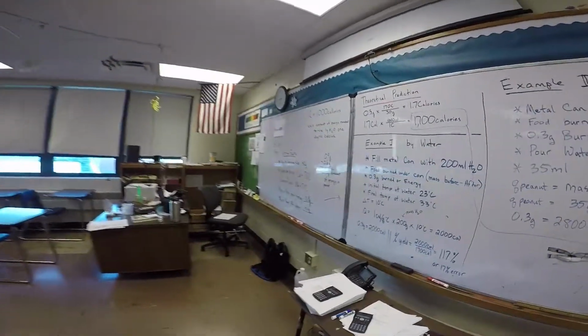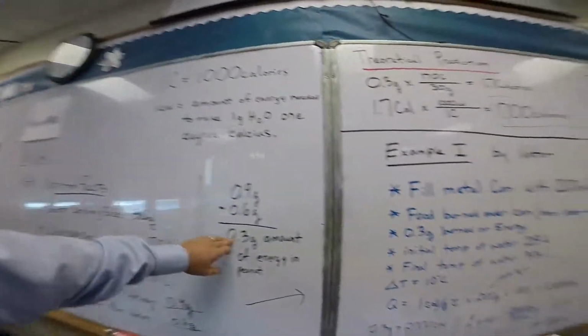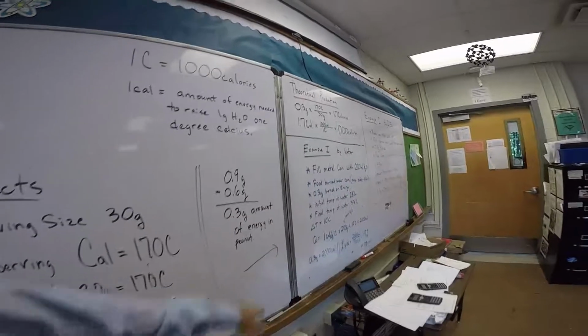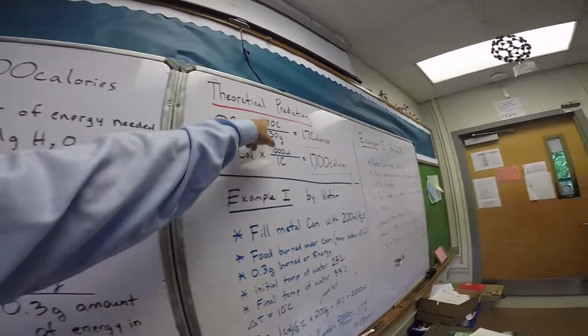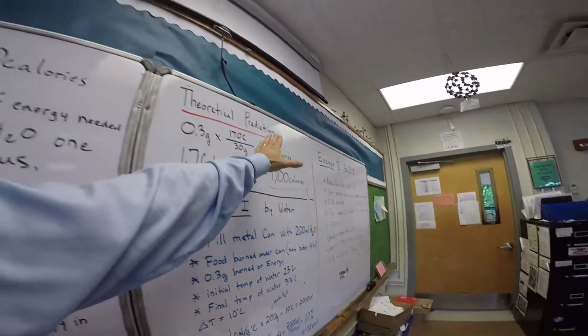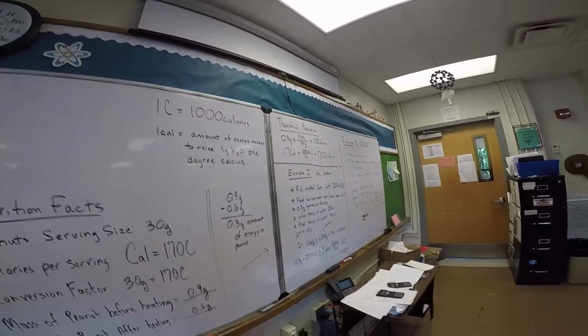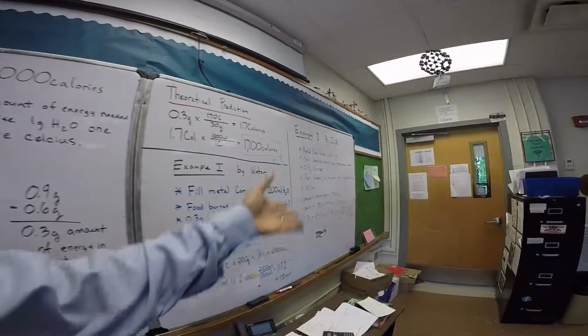So whichever amount you get, if yours is not 0.3, let's say it's 0.2, you just put 0.2 here times 170 divided by 30, and that'll tell you what your theoretical is. Then that's how you compare everything to your theoretical. And from this you can determine which one worked better.